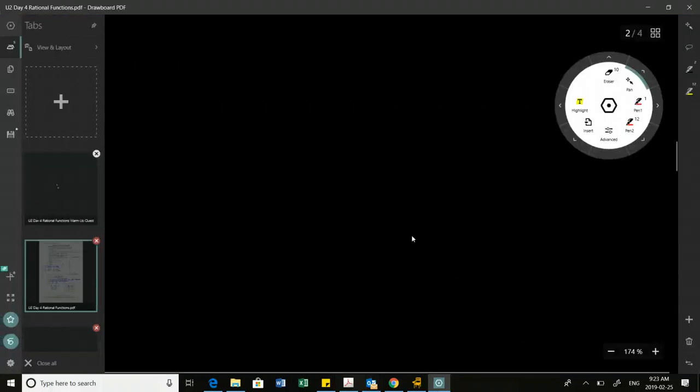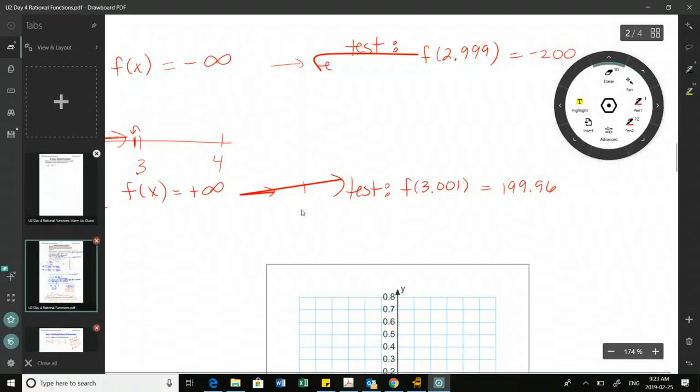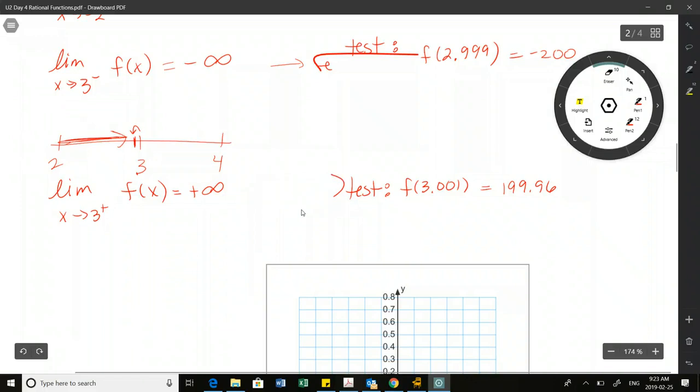Okay, so draw your asymptotes where they should be. See if this erases now. Yes, good, okay.